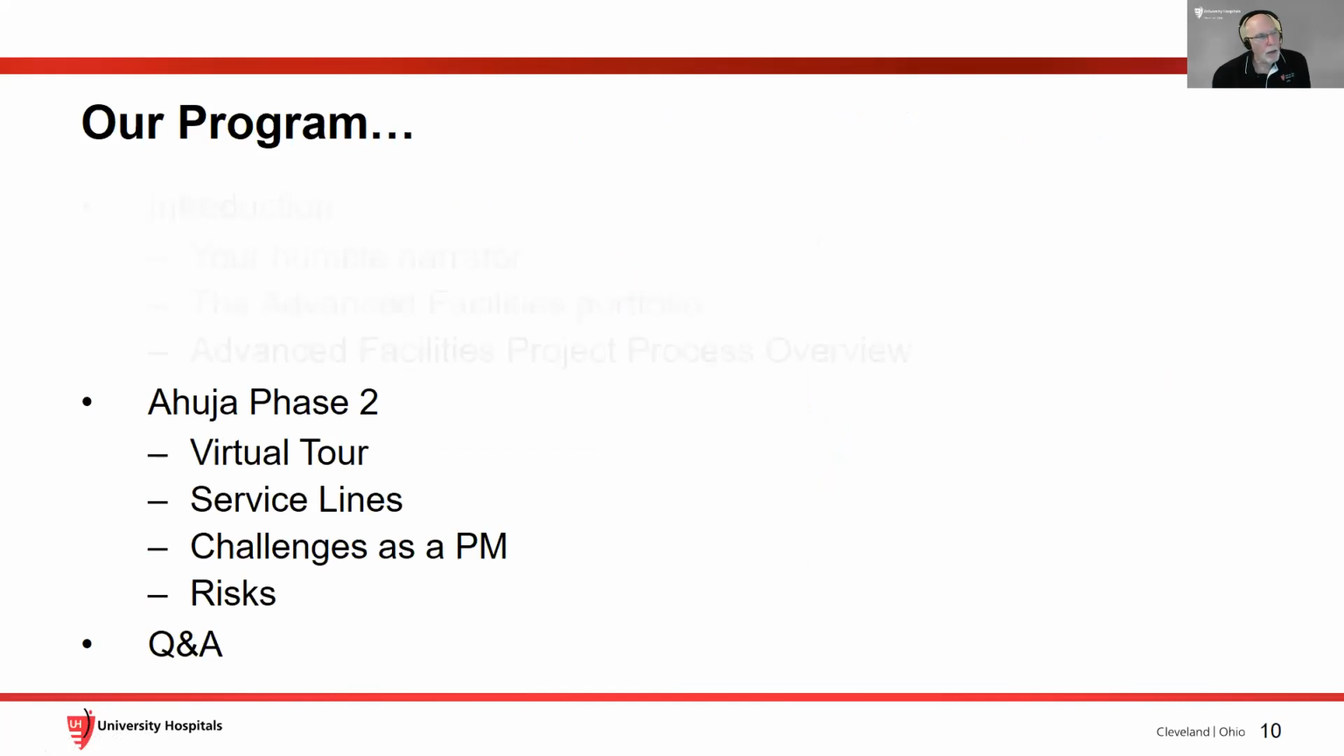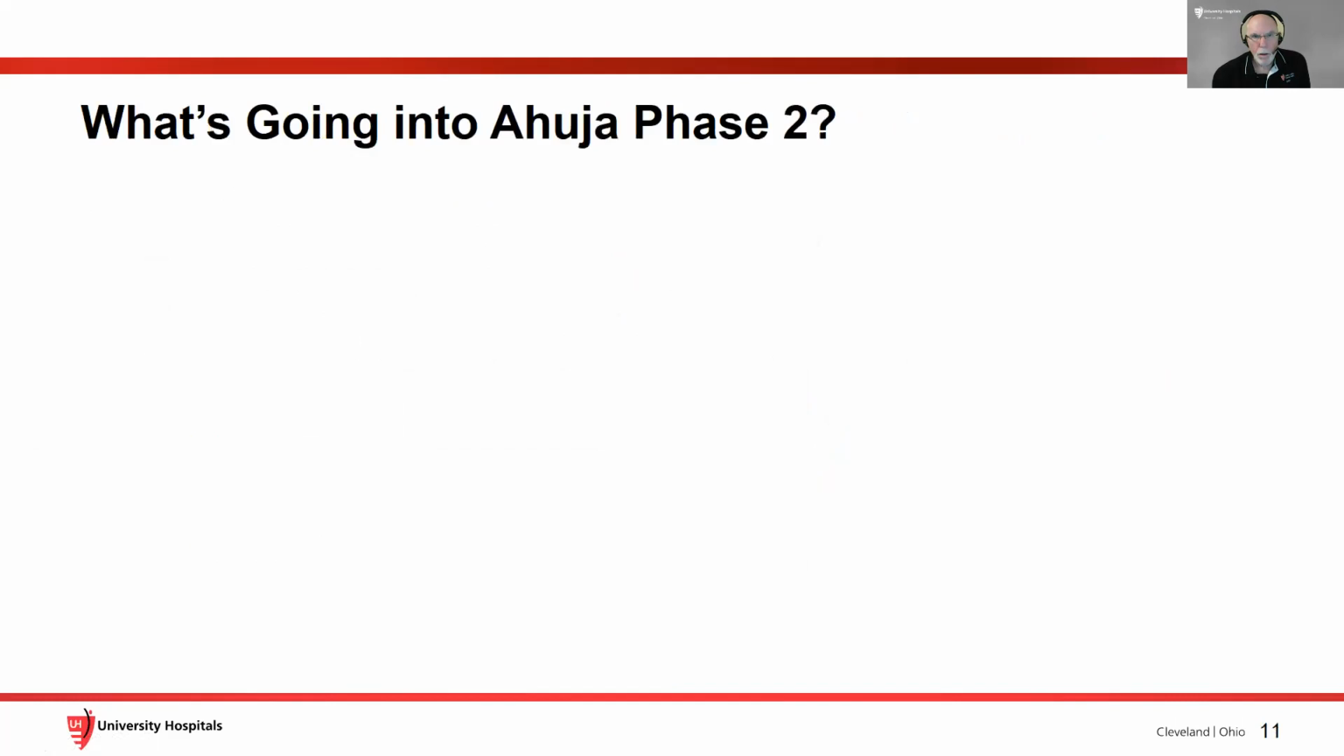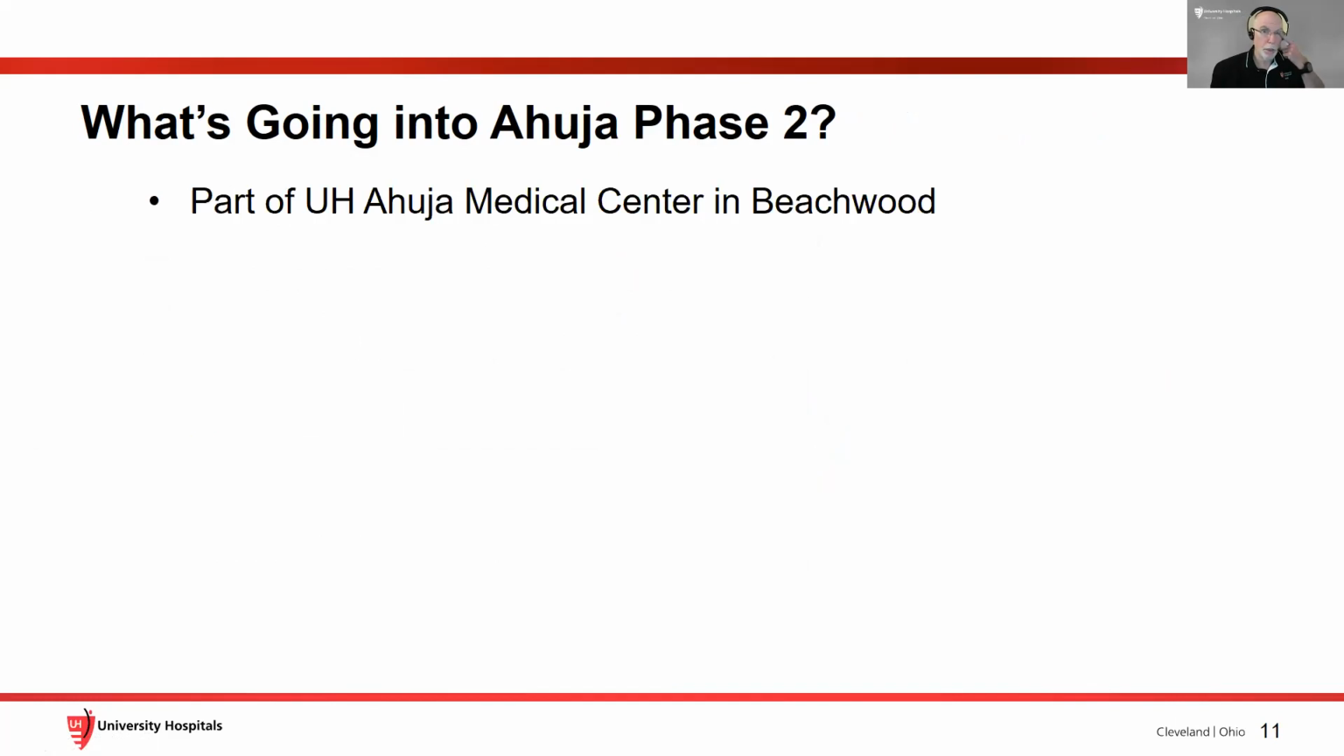Moving on, let's actually talk about Ahuja Phase 2. And what's going to go into Ahuja Phase 2. So first of all, Ahuja Phase 2 is a part of Ahuja Medical Center, which is part of University Hospitals. It's in Beechwood, Ohio. It's over on Richmond Road. You've probably seen it there. It was opened in 2010 and has therefore been in place for about 10 years. It's a beautiful facility. And the time has come to expand its capabilities. And we are putting up a Phase 2 to add on to the existing building.